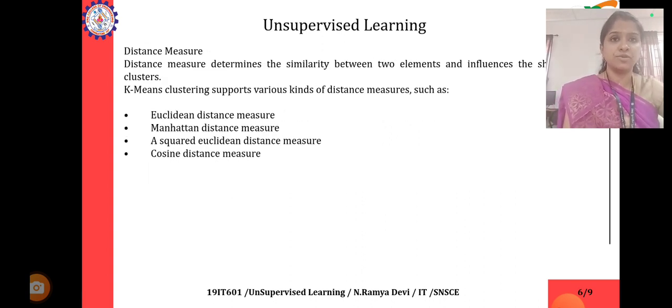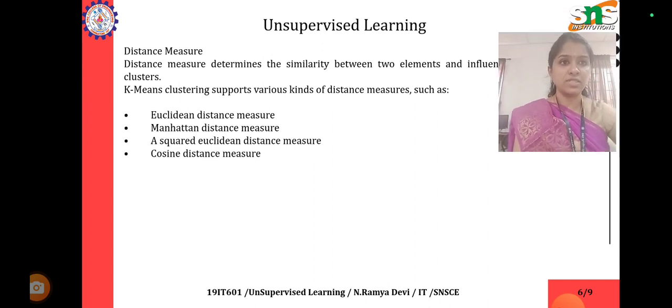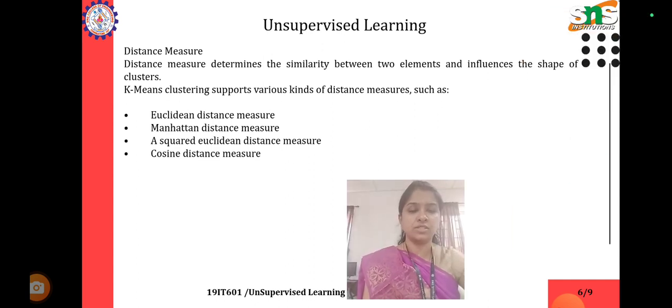Next is the distance measure. Distance measure determines the similarity between two elements and influences the shape of clusters. K-means clustering supports various kinds of distance measures such as Euclidean distance measure, Manhattan distance measure, squared Euclidean distance measure, and cosine distance measure.